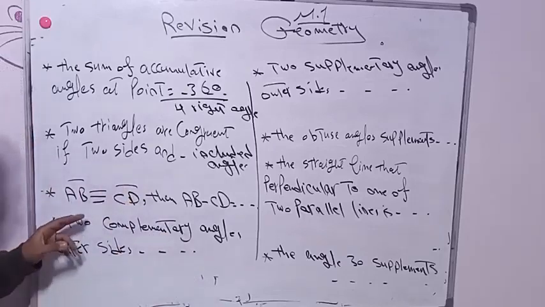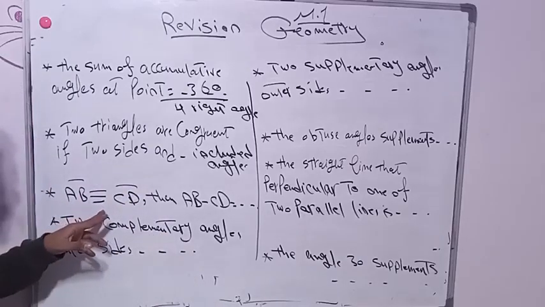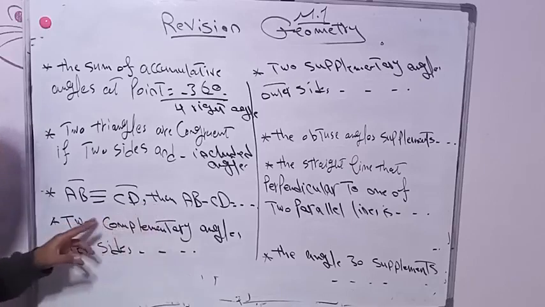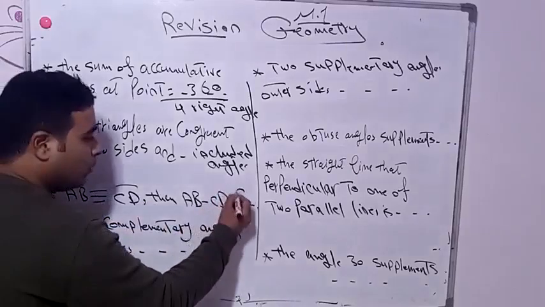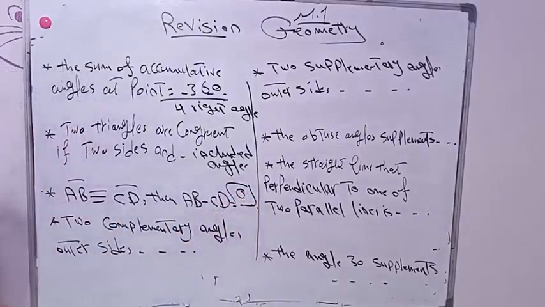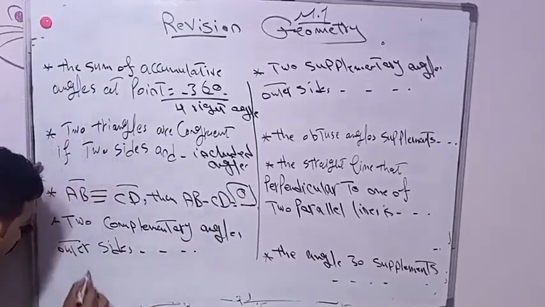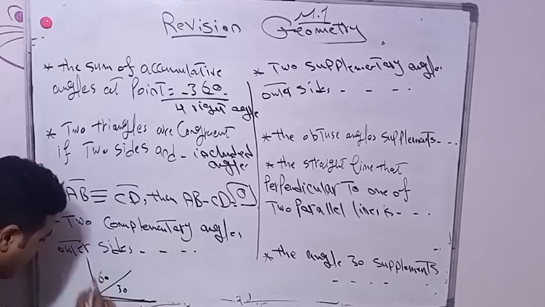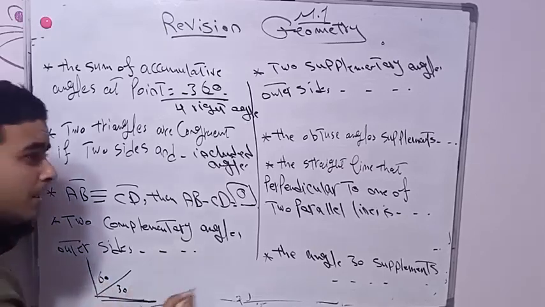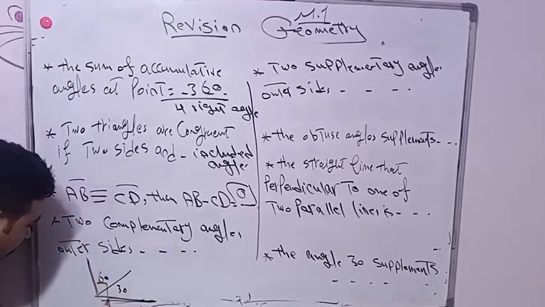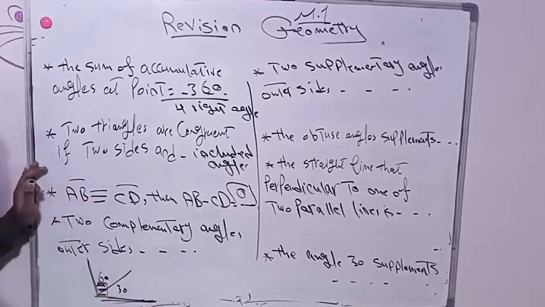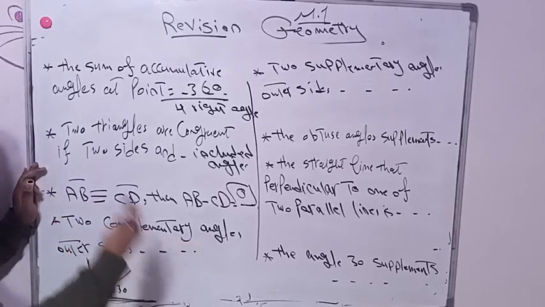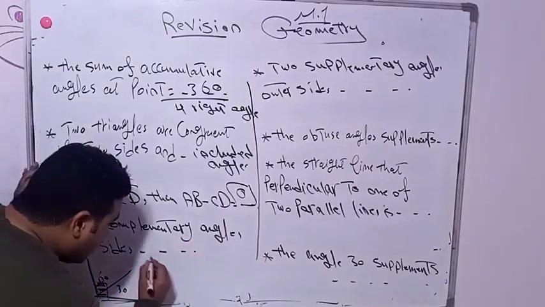I have line segment AB congruent to line segment CD, then AB minus CD equals what? Equals 0. Two complementary angles, like 30 and 60. What's the relation between their outer sides? Perpendicular. So for two complementary angles, the outer sides of the angles are perpendicular.